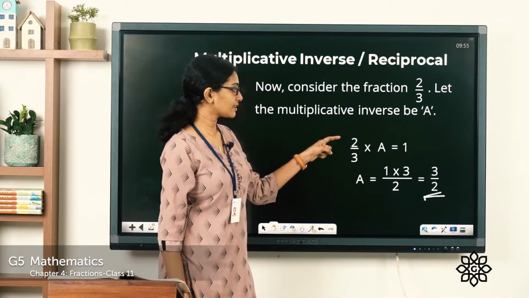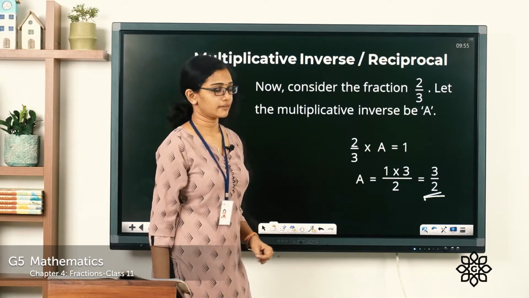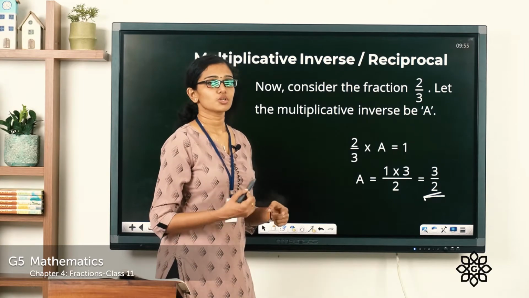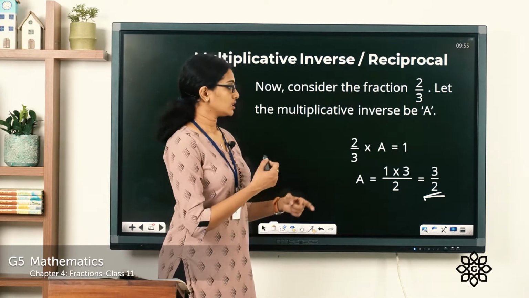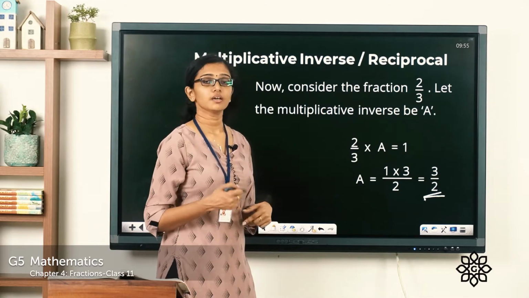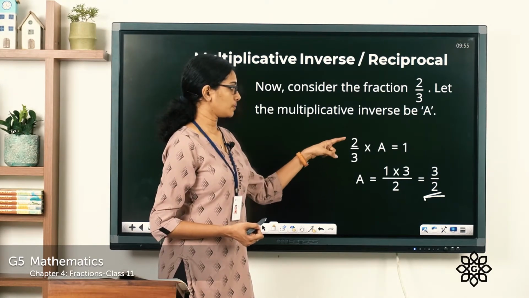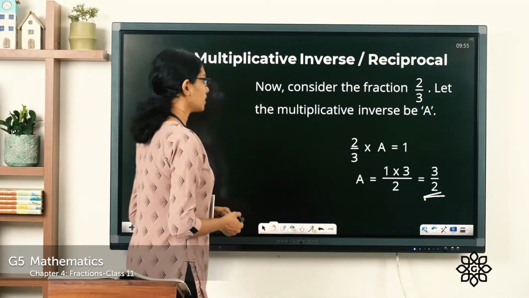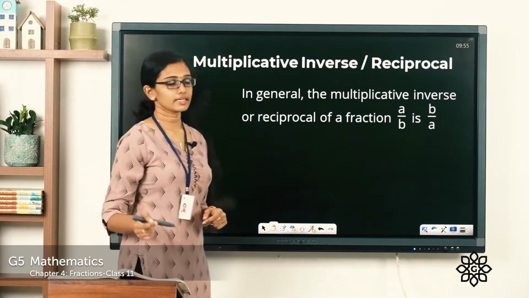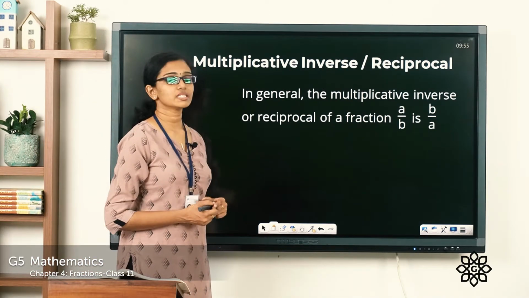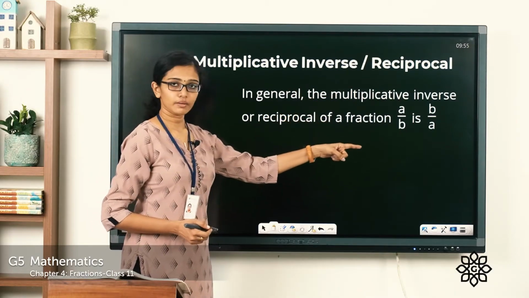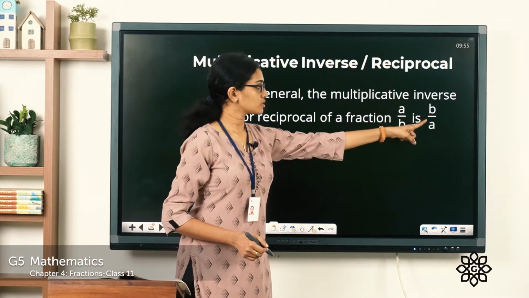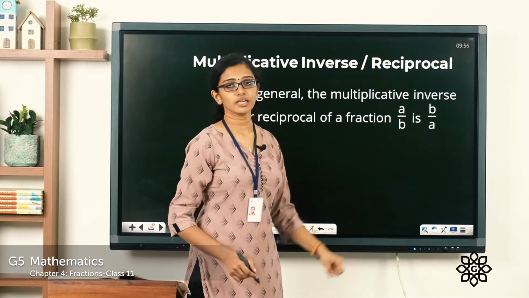And see the numbers, here the numerator is 2, denominator is 3. Here the numerator is 3 and the denominator is 2. The numerator and the denominator exchange, right? See, they switch their places, just the opposite. See, 2 came to denominator and 3 went to the numerator part. So, in general, we can say the multiplicative inverse or reciprocal of a fraction a by b is equal to b by a. Numerator becomes the denominator and the denominator becomes the numerator.